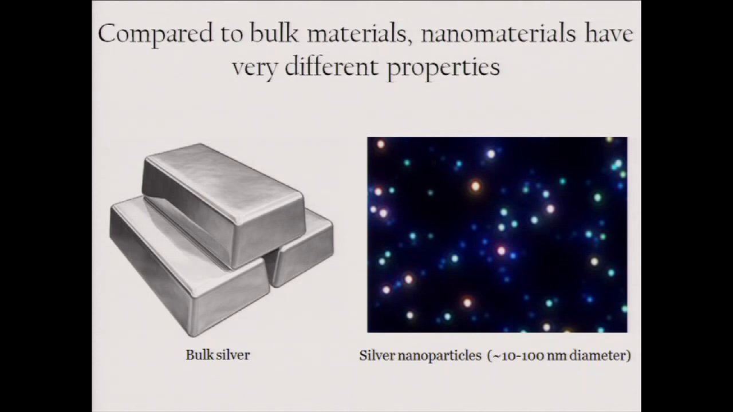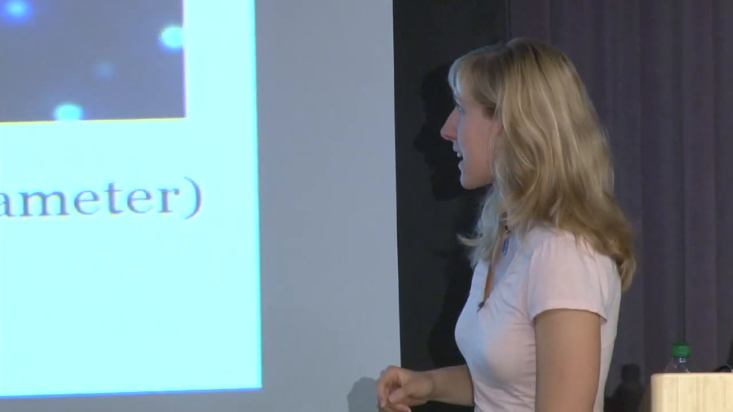So here you see some blue dots. Those correspond to smaller size nanoparticles, typically with dimensions on the order of about 10 nanometers. Some of the larger orangey dots that you're seeing are bigger nanoparticles, roughly 100 nanometers in diameter.